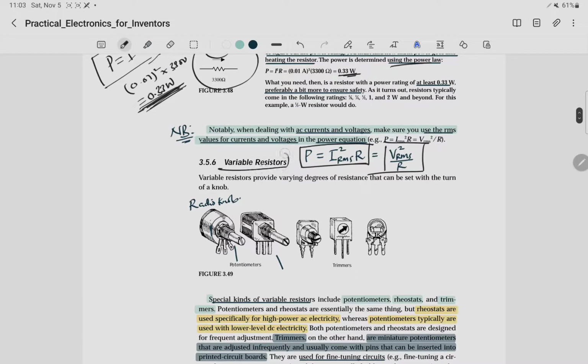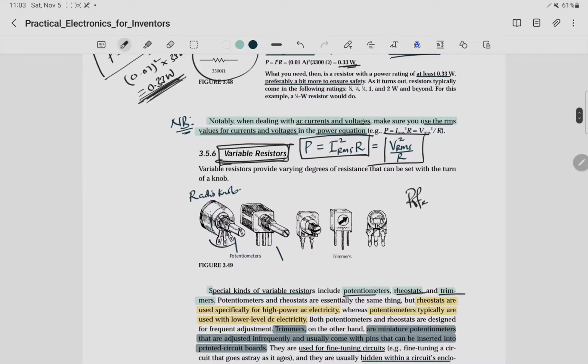Now we're done talking about fixed resistors. Let's talk about the variable types of resistors. So you have here a potentiometer. There are potentiometers, rheostats, and trimmers. Potentiometers are majorly found in what? I don't know if you guys have opened up a radio, its knob.